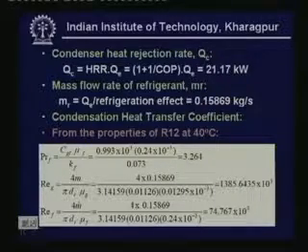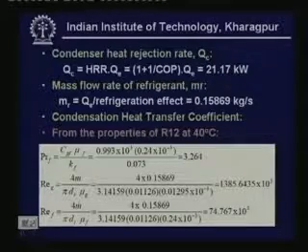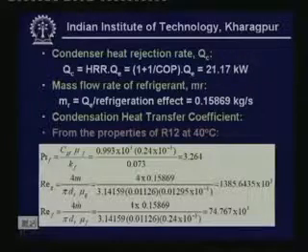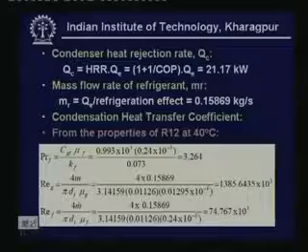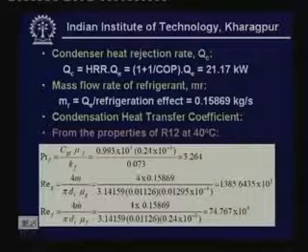Now, we have to find out the mass flow rate of refrigerant. To find it, we know the refrigeration capacity, and the refrigeration effect is also specified. If you do an energy balance for the evaporator, neglecting the kinetic and potential energy changes, the refrigeration capacity is nothing but the mass flow rate of refrigerant times the refrigeration effect. Substituting the values of the refrigeration effect and the refrigeration capacity, you find that the mass flow rate of refrigerant is equal to 0.15869 kg per second.